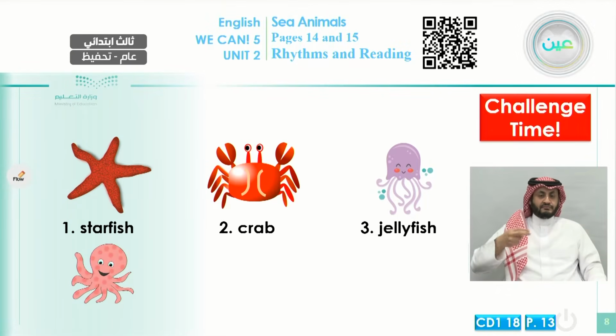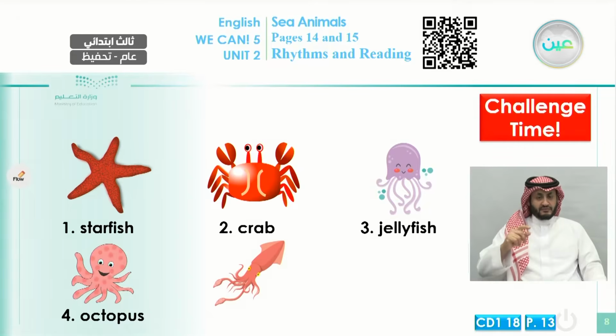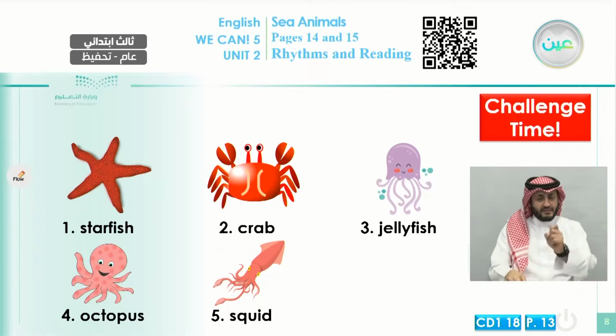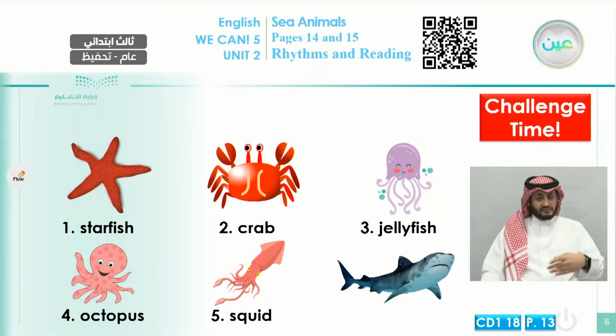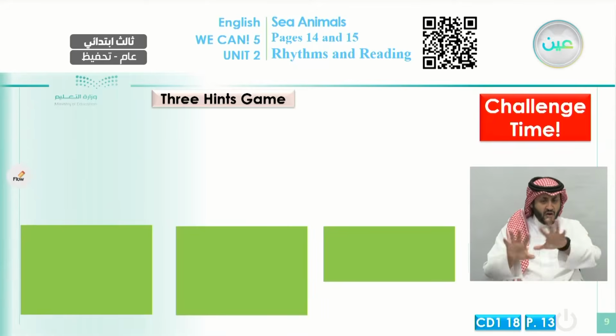The fourth one here, what is it? This is octopus. We call it octopus. And this one, it's a squid. We call it squid. And the last one here, we call it shark. This is a shark. Okay.